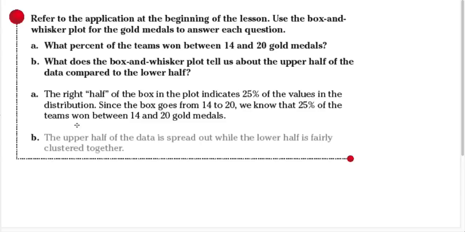Next question: What does the box and whisker plot tell us about the upper half of the data compared to the lower half? The upper half of the data is spread out. Why is it spread out? Because you have a bigger box and a bigger whisker, while the lower half is fairly clustered together.